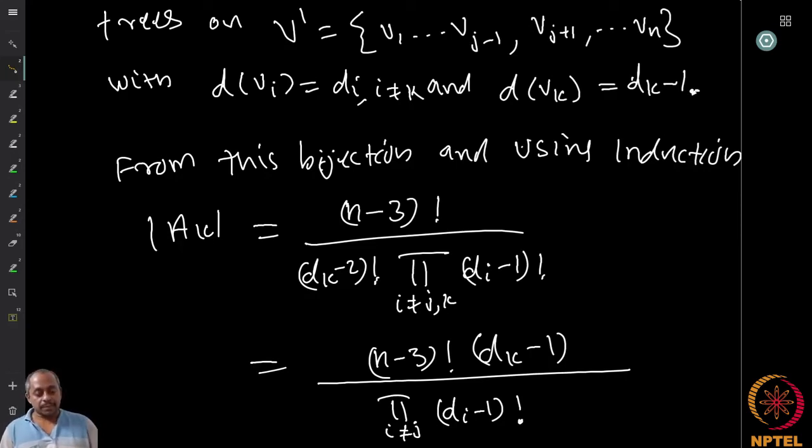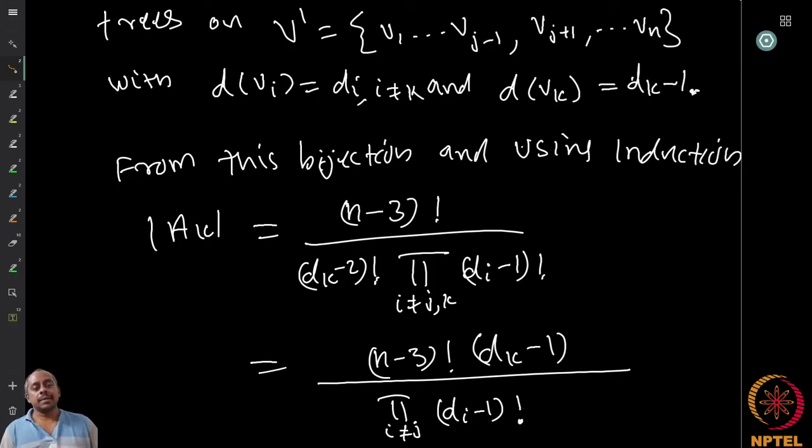Now this is just manipulation, right? So this is the cardinality of A_k, and that is equal to (n-a)! into (d_k - 1), because I just multiply by (d_k - 1)! and (d_k - 1) on the above and below, right? So therefore this becomes (d_k - 2)! into (d_k - 1), which becomes (d_k - 1)!, which I can take inside, and then the numerator is remaining. So then I will get (n-3)! into (d_k - 1) over the product over i not equal to j of (d_i - 1)!.